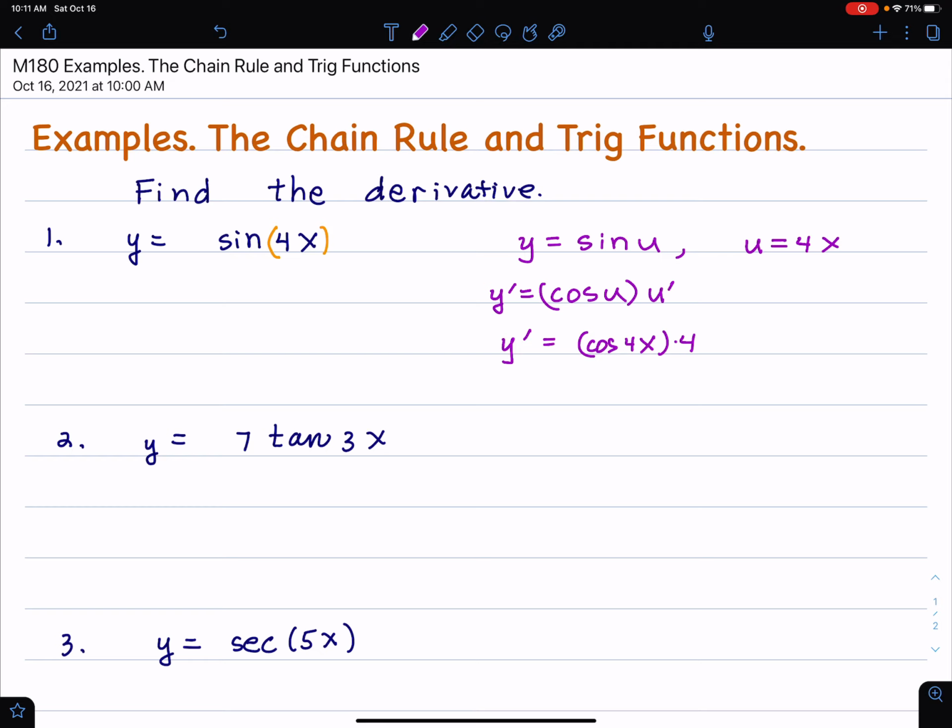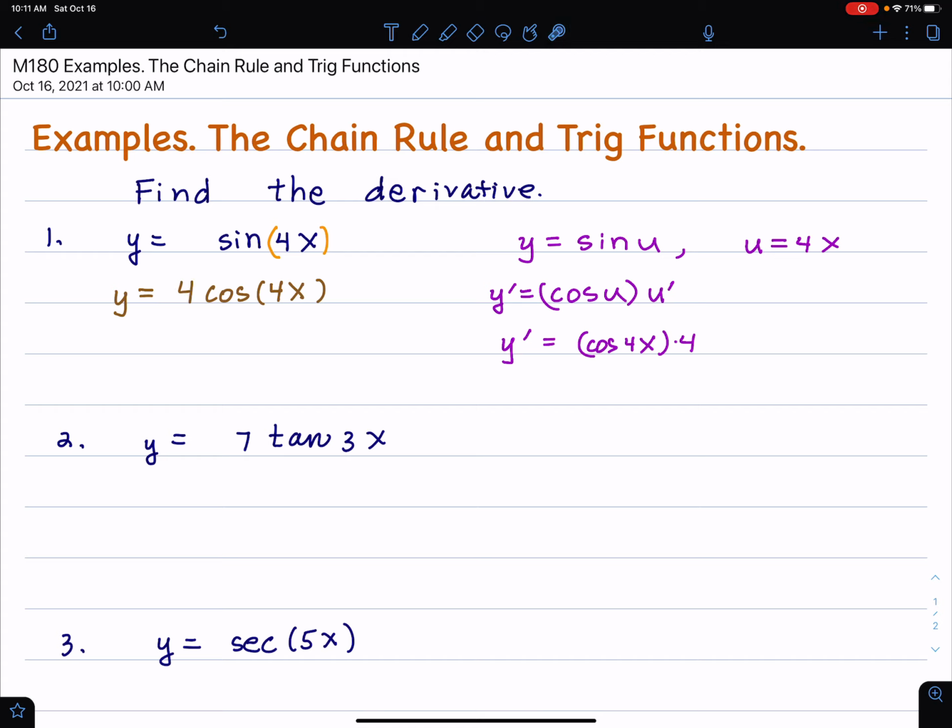Some people will do all that, but some people would just look at this and not write this little side work. They ignore what's inside and just look at sine. What's the derivative of sine? The derivative of sine is cosine. And then copy and paste what's inside, the u, we put it back in there. And then we multiply by the derivative of 4x. We can choose to put the derivative of 4x after, but I'm going to put it before because it looks better in this situation. But you can put it either way. So the derivative of 4x is 4.